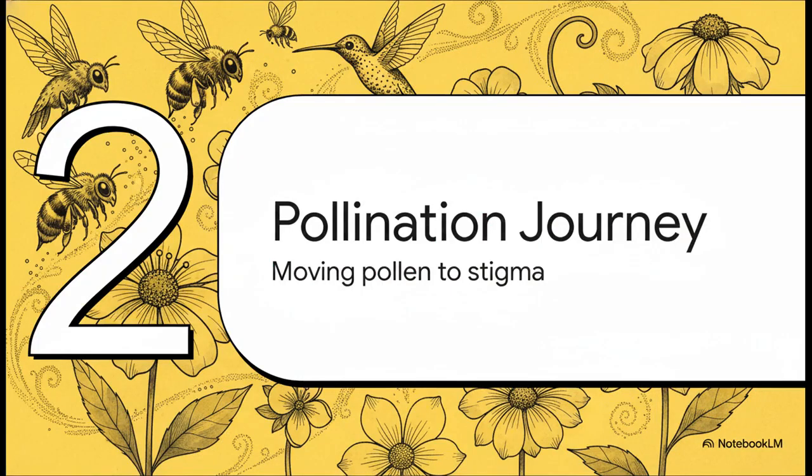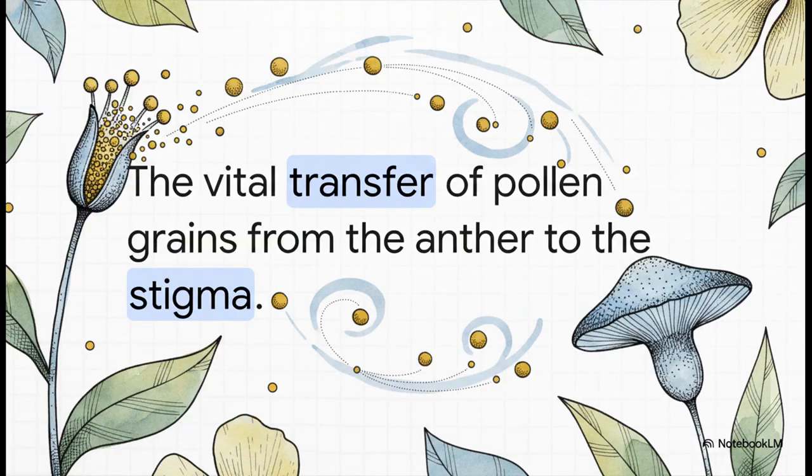Section 2. The pollination journey, moving pollen to stigma. So the absolutely crucial point to remember here is that sexual reproduction just cannot happen without pollination. We're talking about the literal journey of the pollen grain from the anther of one flower to the stigma of the same or another flower. Without this critical transfer, the entire process just stops dead in its tracks.